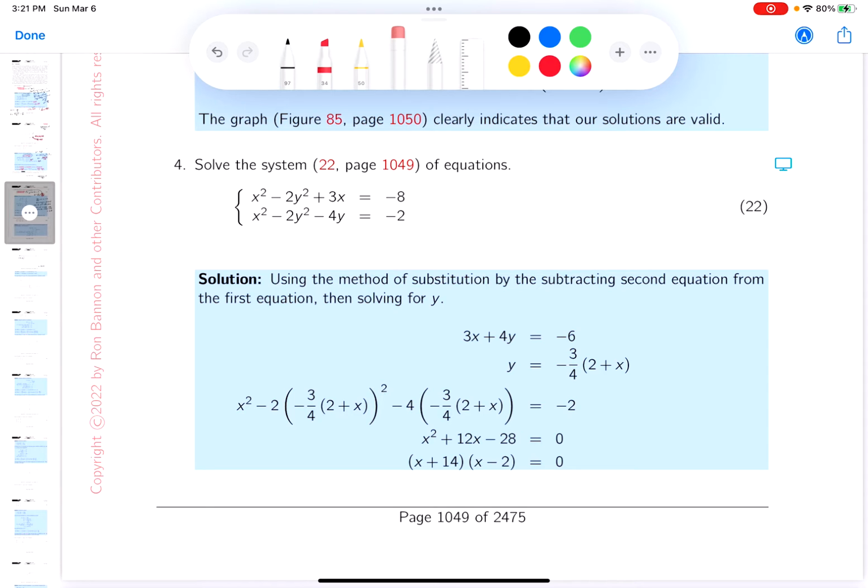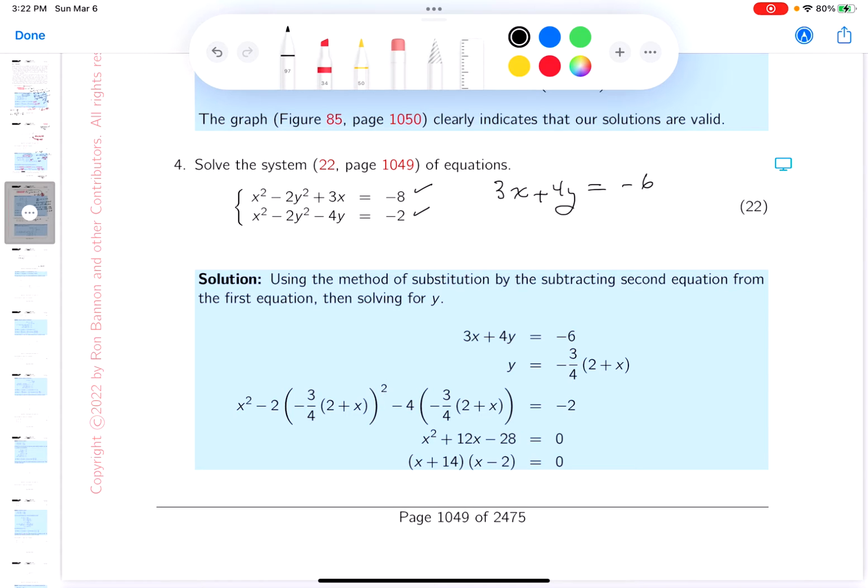I'm seeing both equations have an x squared minus 2y squared in it. So what I'm going to do, I'm going to actually subtract them. And if you subtracted those two equations, the x squared disappears and the y squared term disappears. And what are you left off with? I'm going to take the top equation, subtract away the bottom equation. So you would get 3x plus 4y, and you get minus 8 minus a minus 2, which would be minus 6.